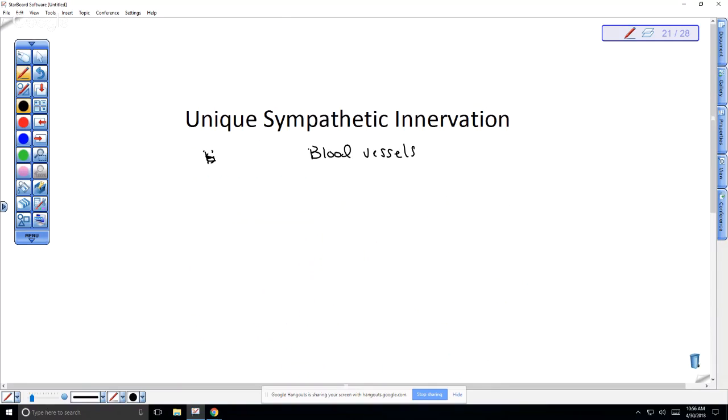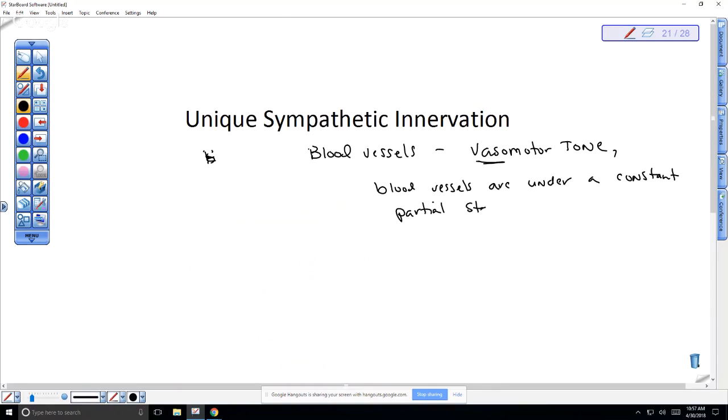What the sympathetic nervous system does is it has what is referred to as vasomotor tone. So vaso refers to the fact that this is blood vessels, motor because it's muscle, and then tone means that it's under a constant state of partial contraction, okay? So blood vessels are under a constant partial state of contraction.